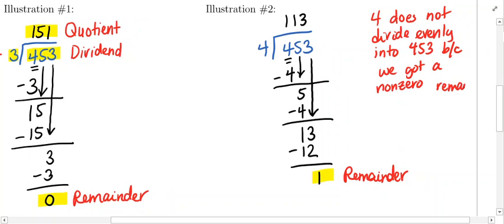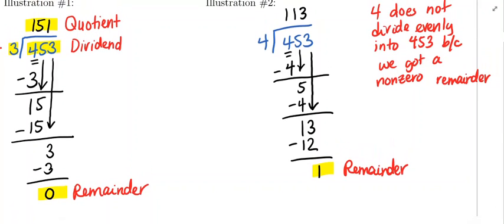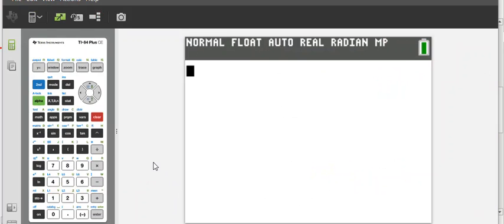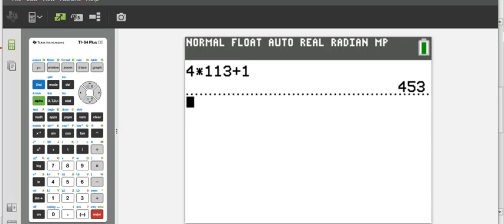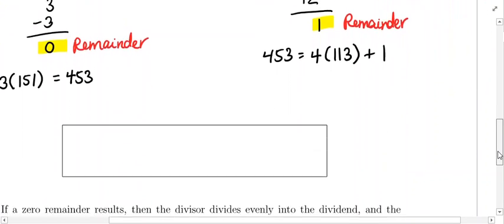Okay, we can still summarize this process in terms of multiplication. To get 453 here, you can take 4, multiply it by the quotient of 113, and then add the remainder, okay? And you can see that on a calculator. If I do the divisor times the quotient and add the remainder, I get the dividend, okay? And that is always true, whether you're working with numbers or polynomials. So that's something to remember.